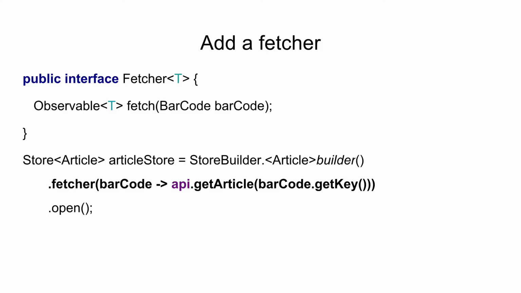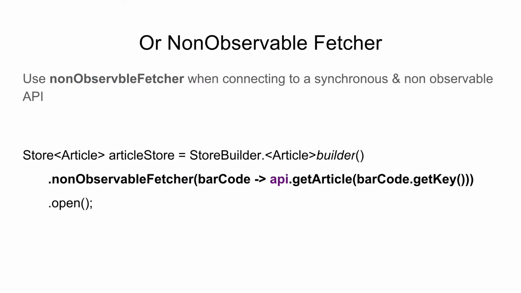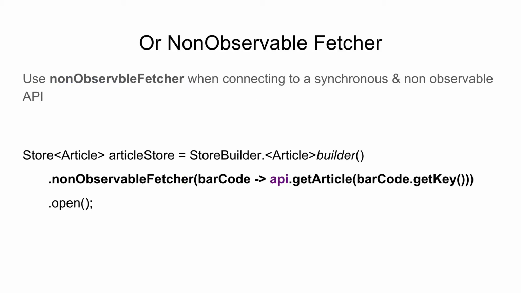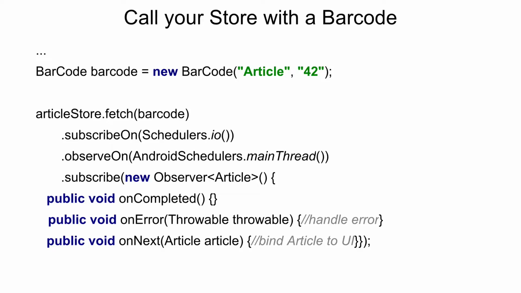So now that we have this fetcher, I'll go back one. The other thing to notice here is that the fetcher needs to return an observable. We realize that even though a lot of Android developers are starting to use APIs that return observables, not everyone does. So in the same manner, you can pass it a non-observable fetcher as well. That'll just return whatever your data is. So if we look at this example, I'm building a store that's going to be managing article assets. It's going to be calling some API, get article, which is going to return that article to it. So that's all we really have at this point.